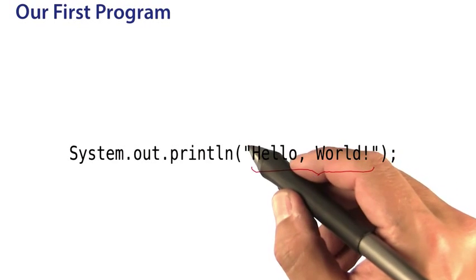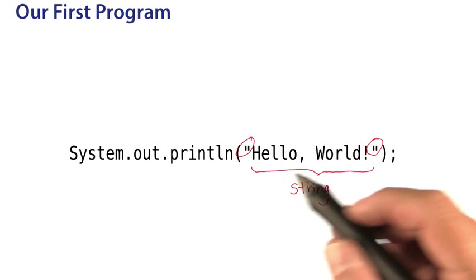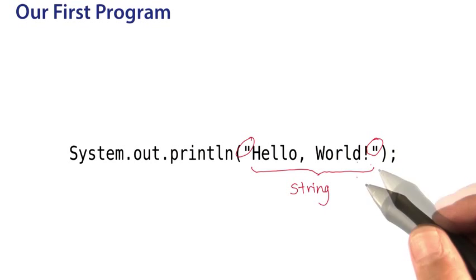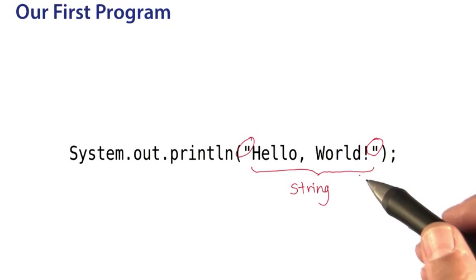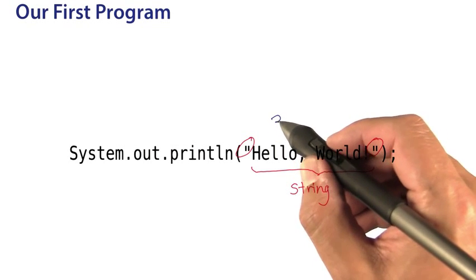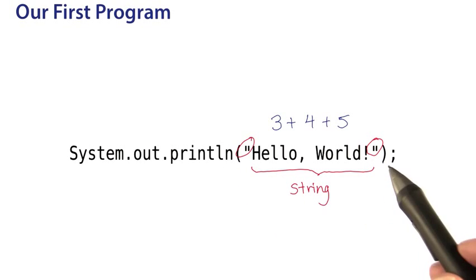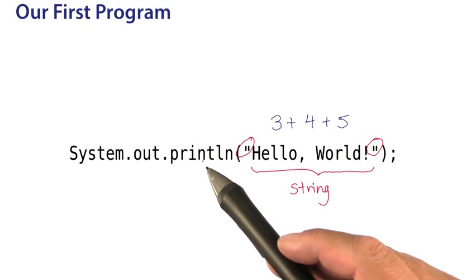Text like this, that's enclosed in quotation marks, is called a string. That's just a technical term for the text. This statement here prints the string. In the exercise with Sarah, you've seen that one can also print numbers. If you put a number or a mathematical expression inside the parentheses, then that gets printed.